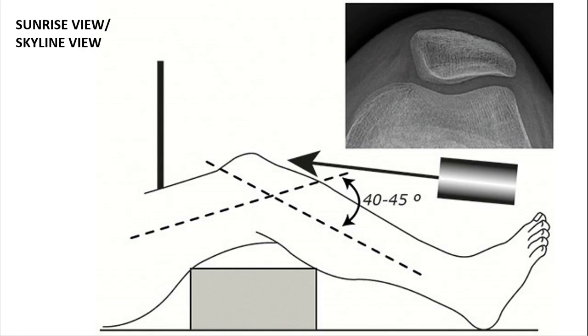Then there is something called the sunrise view or the skyline view. This is done for visualizing the patella even better. We flex the knee of the patient to about 45 degrees with the support of a block beneath the knee, and the x-rays enter the knee from an angle slightly below the horizontal, so that we are looking at the patella from its apex towards its base.